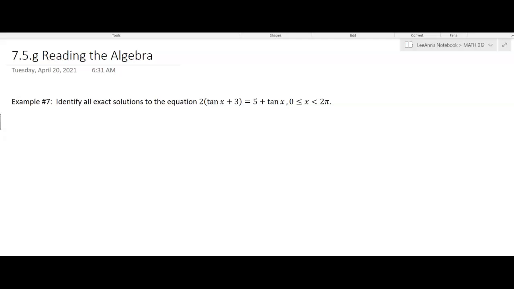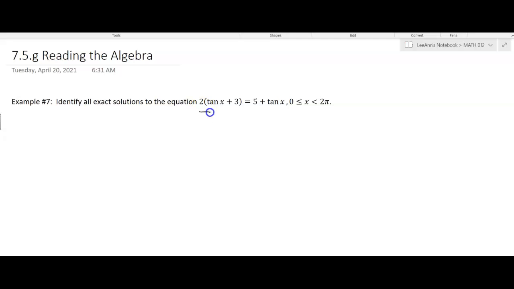Okay, so remember we're trying to solve these equations. We're trying to solve for an angle. And they give us an equation that has a trigonometric function in it. Sometimes it's tricky to read the equations because our eye has a tendency to see it a certain way, which may or may not be true. So I'm going to talk a little bit about reading this algebra here.